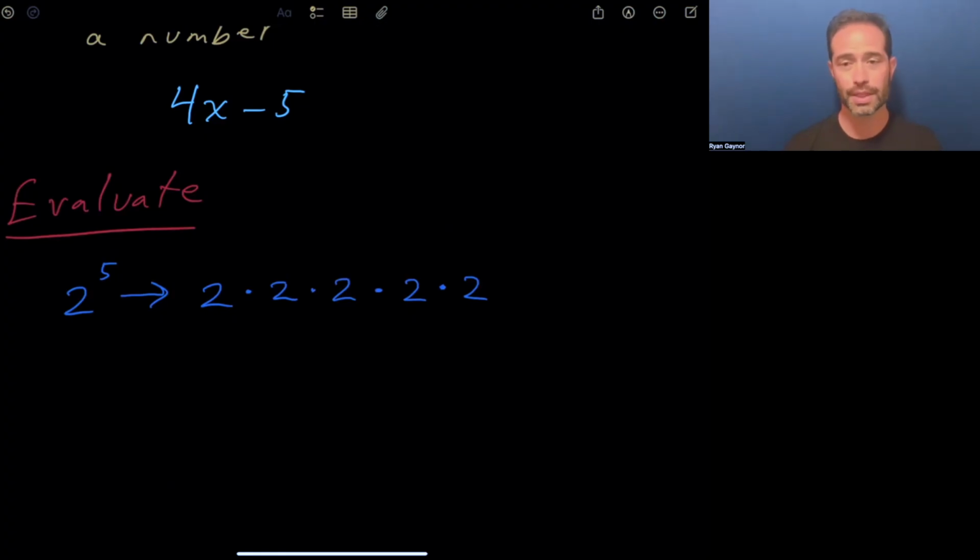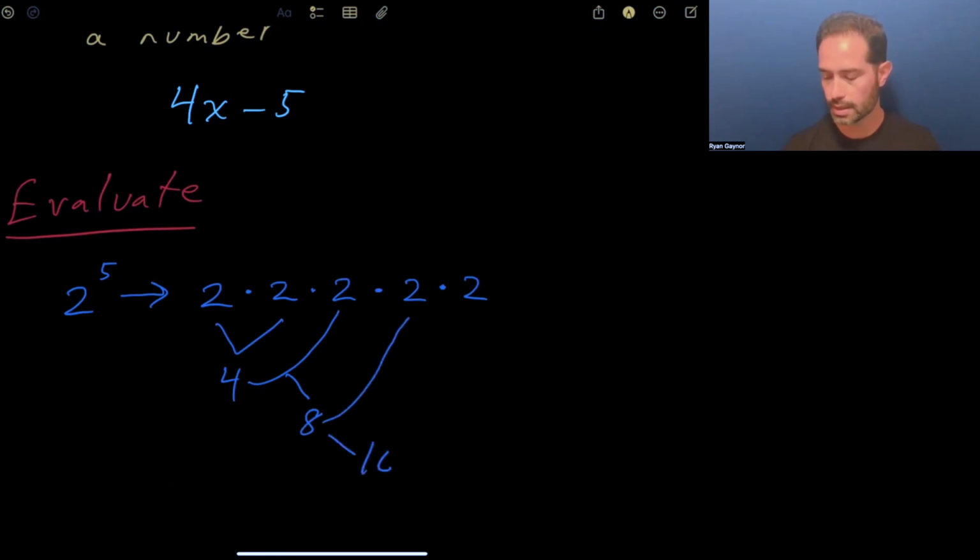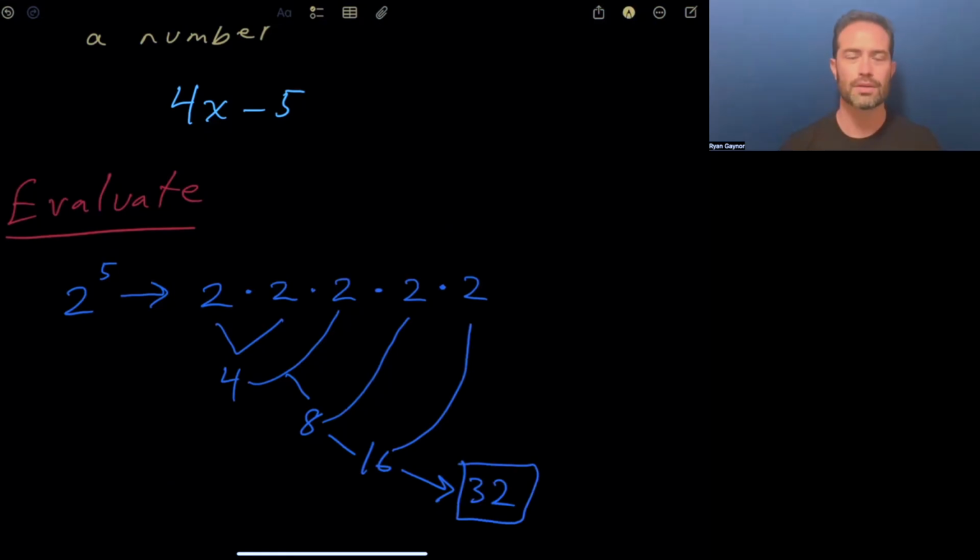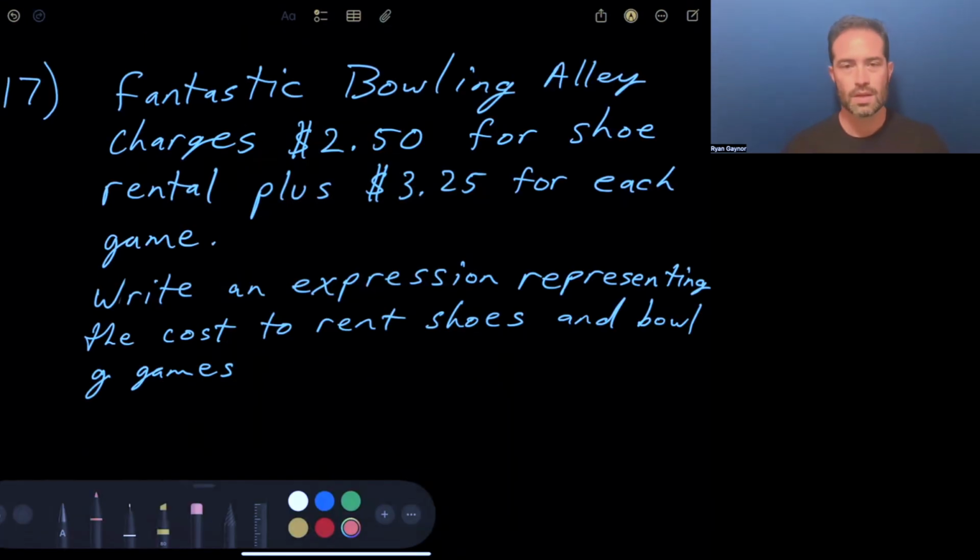Okay, so let's break this down. Here we go. We have 2 times 2. That's 4. Then we have 4 times 2. That is 8. Then we have 8 times 2. That is 16. And then we have 16 times 2. And that is 32. Okay, so 2 to the 5th power is equal to 32.